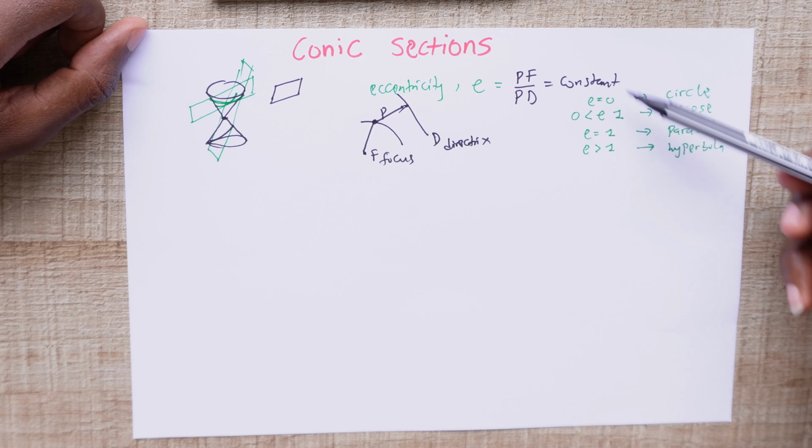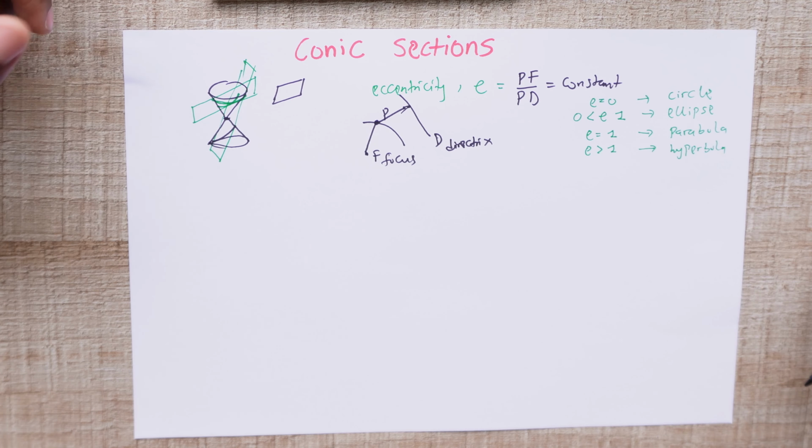So, knowing the eccentricity of a conic section, we can infer which type of conic it is, whether it's a circle, an ellipse, a parabola, or a hyperbola. So let's start with the first conic section, which is the circle.